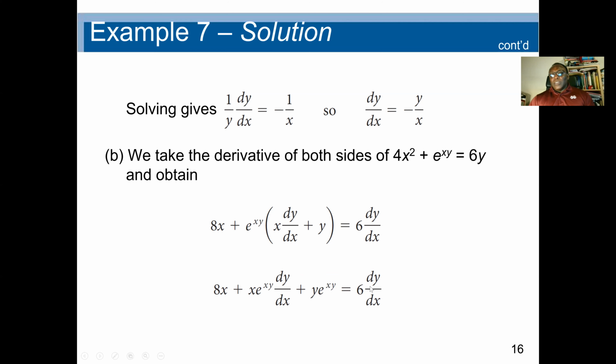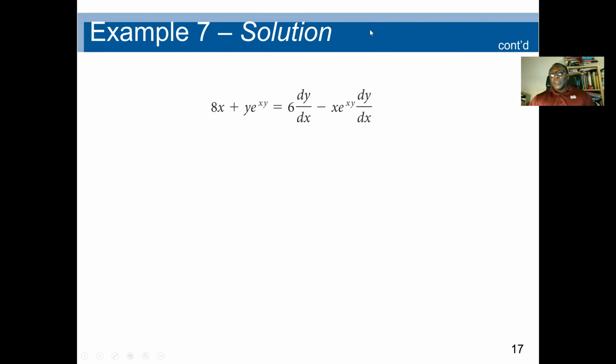I'll bring the 6 dy dx down here. And my goal is to combine the dy dx separately. So that's what we did here. And we take the dy dx out of the parentheses. And we can see that we get 6 minus x y raised to the power xy. So this means our final answer will be dy dx equals 8x plus y raised to the power xy divided by 6 minus x y raised to the power xy.